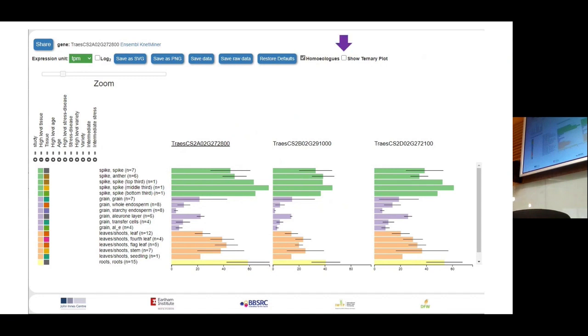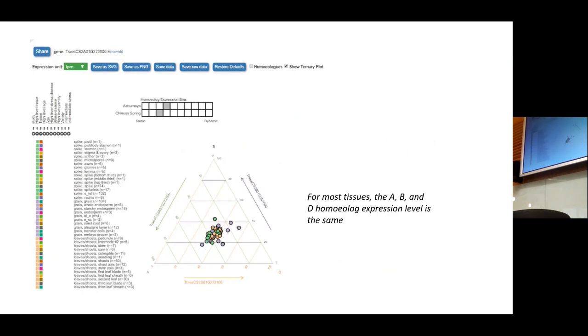Another way to look at homologs is this ternary plot feature. This represents the same data as the slide before in a slightly different way. So this triangle has the A in one corner, B in another corner, the D in the third corner. So for this set of homologs, all the points are roughly in the middle, which means that the expression is similar between the 3 genes. And that's what we expect to see again for most genes in wheat. For instance, if you saw all the points towards the top here, it would indicate that the B homolog was most highly expressed across all tissues, whilst if you had a really big spread of points, it would suggest that different homologs are expressed in different tissues.